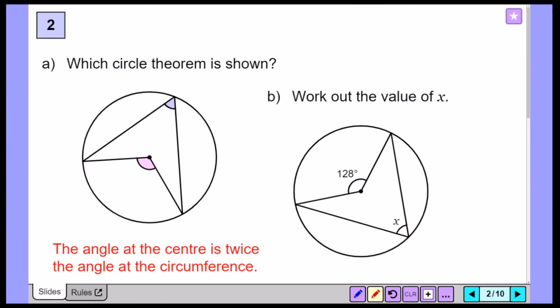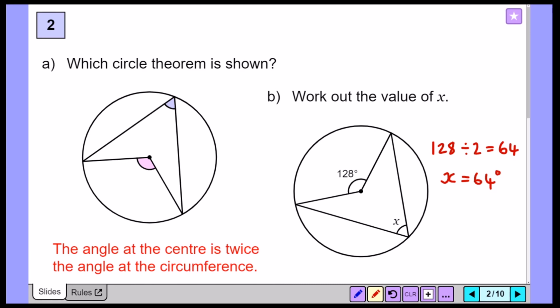Just like before, here's an example of how to work out a missing angle using this circle theorem. Part B asks me to work out the missing value x. I can spot that there's an arrow because the centre point is used and the 3 other points are on the circumference of my circle. I'm given the angle at the centre, and I know that this is twice the angle at the circumference, so therefore I need to halve 128 to find out x. 128 divided by 2 is 64, and therefore x is equal to 64 degrees.